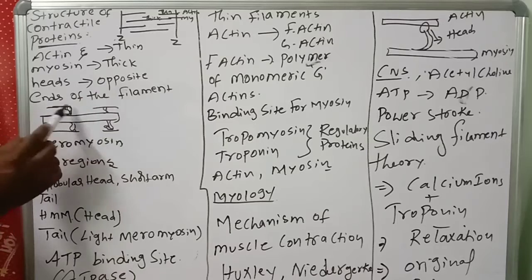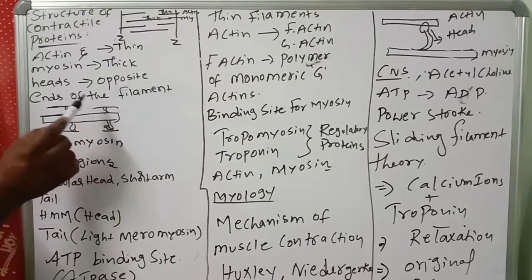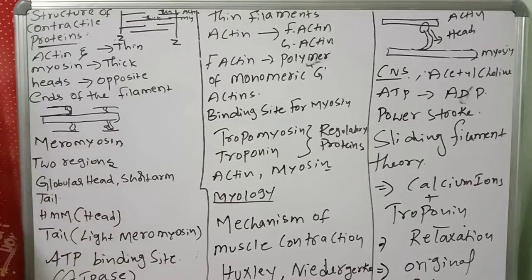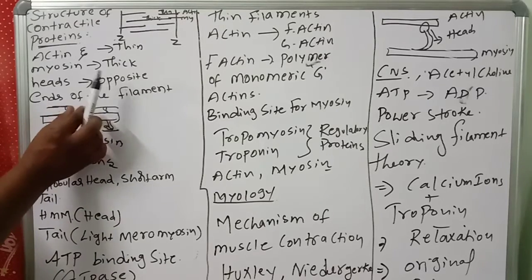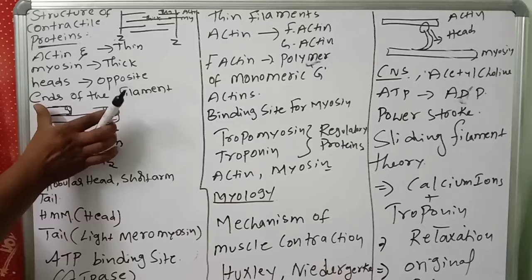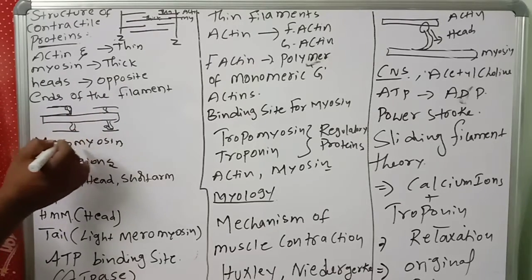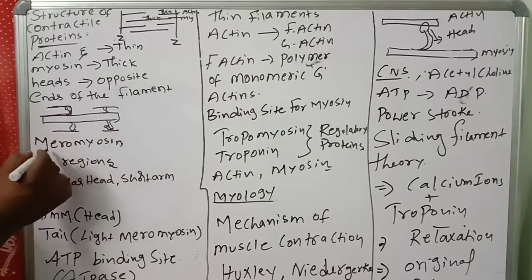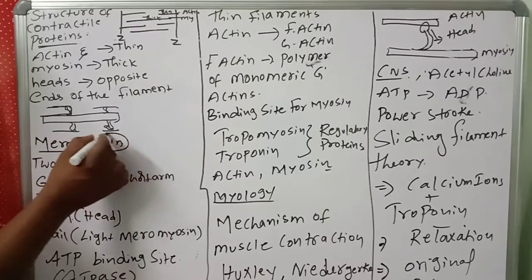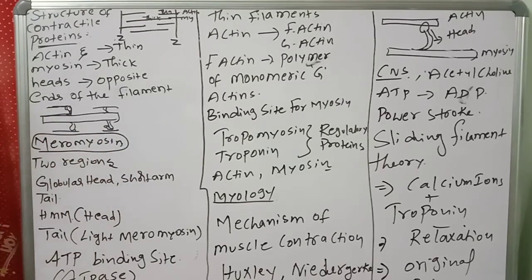The heads are at the opposite ends of the filament. See, here it will be attached, here it will be attached, here it will be attached. So they will move, they will be relaxed, like this: contraction, relaxation, like that. This myosin filament, if you see, is made of what is called meromyosin.